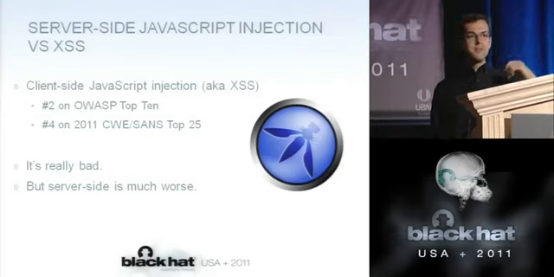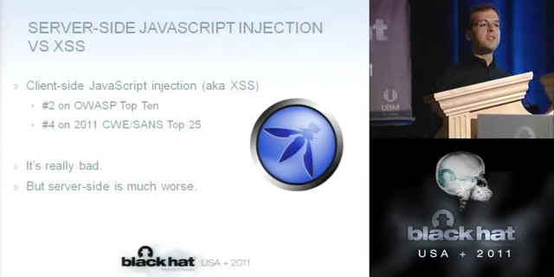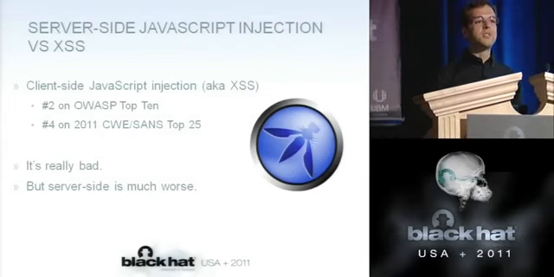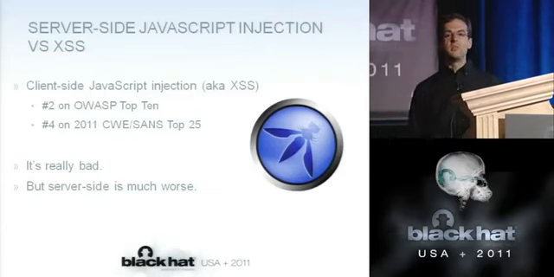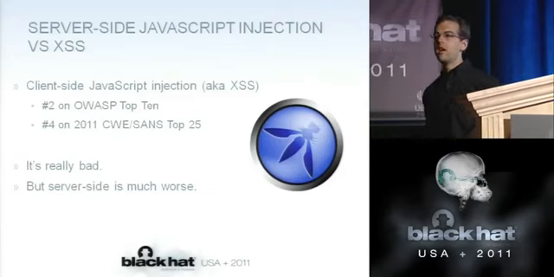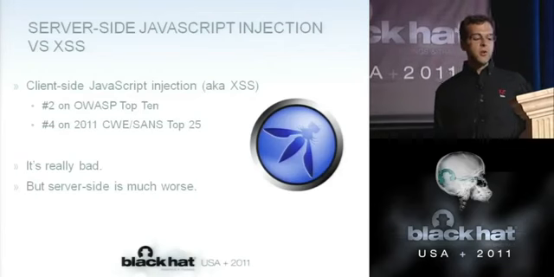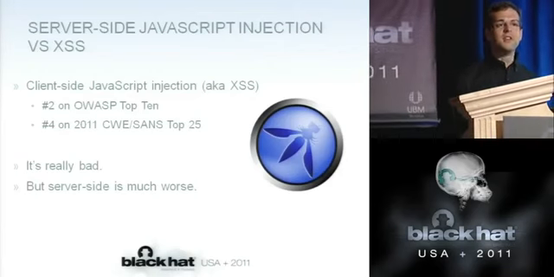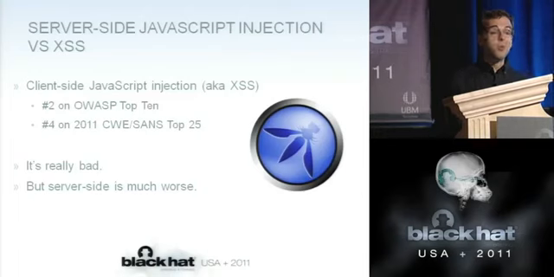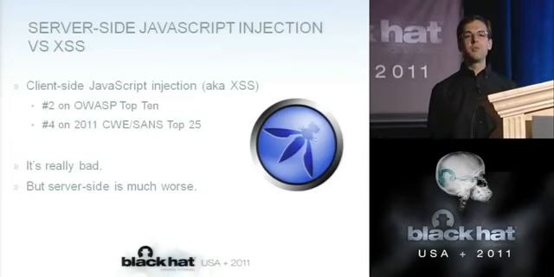But as we see, it's much more than just what happens on the client in terms of JavaScript injection. So your client-side JavaScript injection is what gets you cross-site scripting. And this is number 2 on the OWASP top 10. This is number 4 on the new CWE SANS top 25. It used to be number 1 on the CWE SANS top 25.